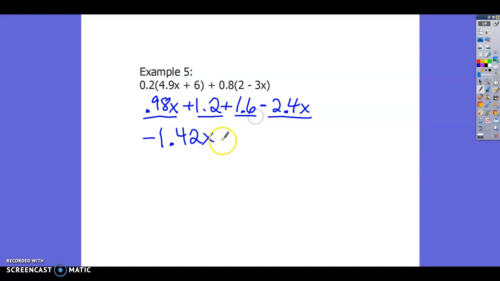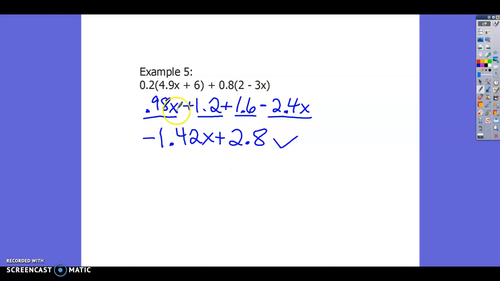So 1 and 1 make 2, and 0.2 and 0.6 make 0.8. All right, so there we go. So negative 1.42x plus 2.8 is the simplified version of what we started with.